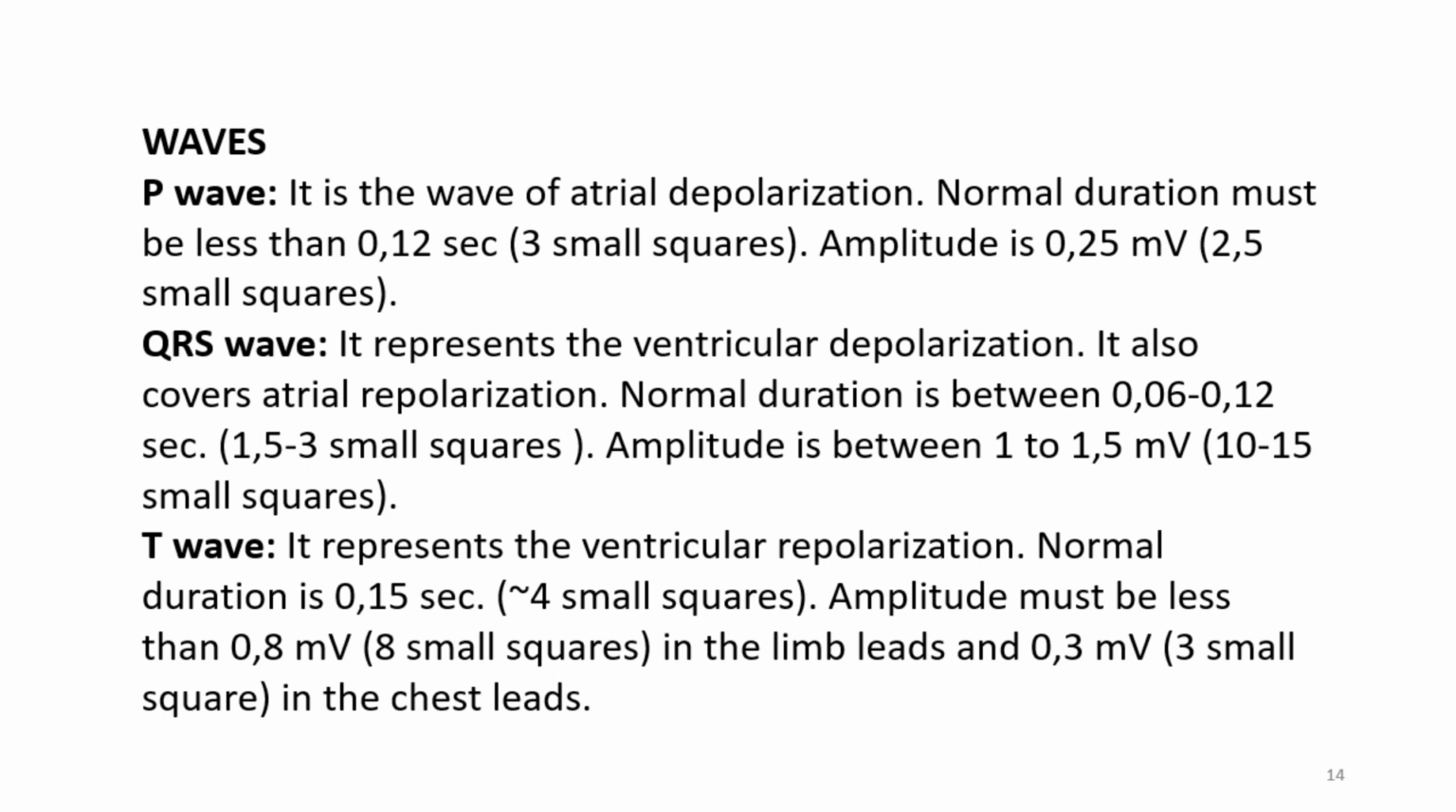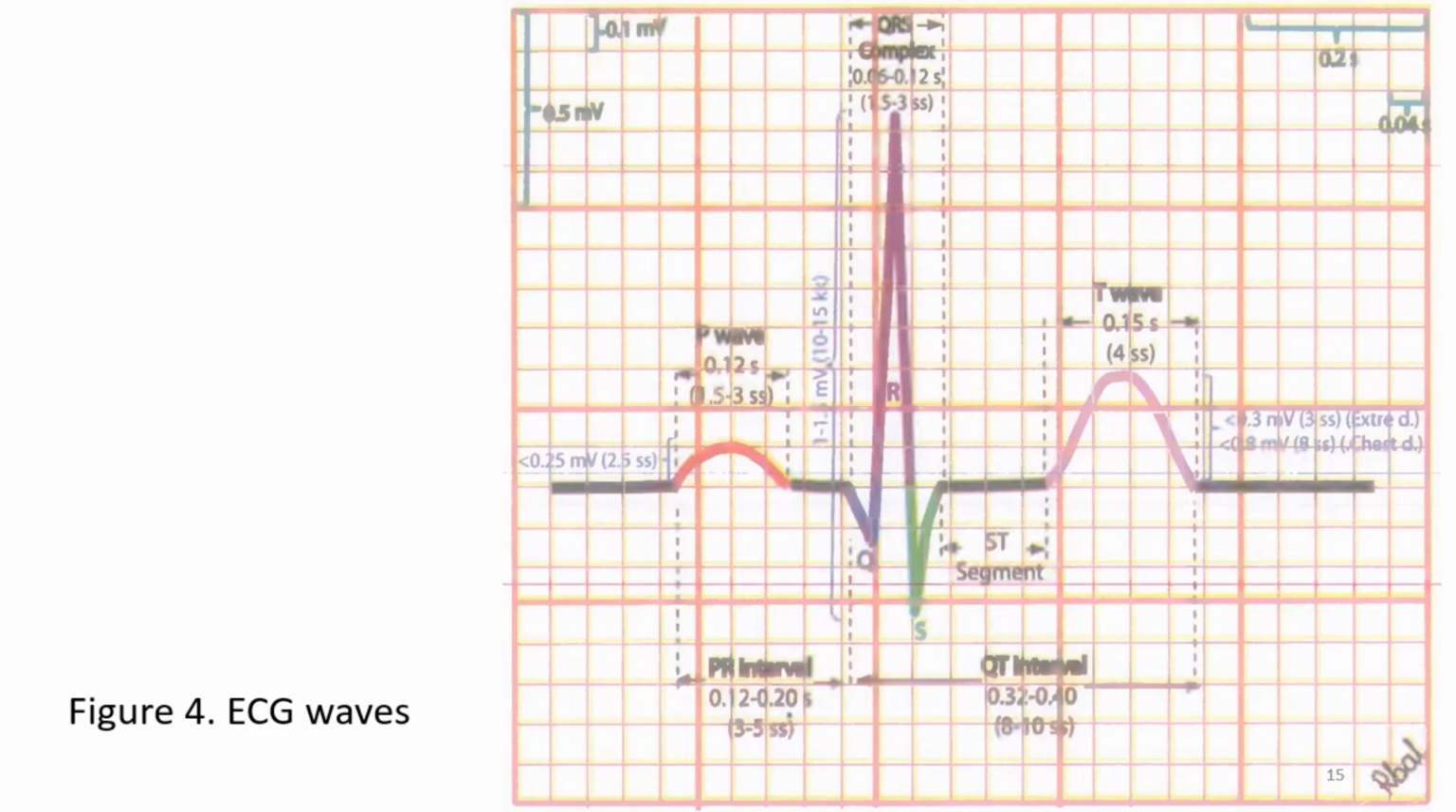T wave represents ventricular repolarization. Normal duration is 0.15 seconds. Amplitude must be less than 0.8 millivolt in the limb leads and 0.3 millivolt in the chest leads.